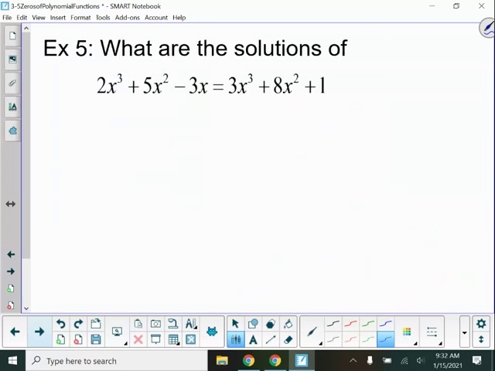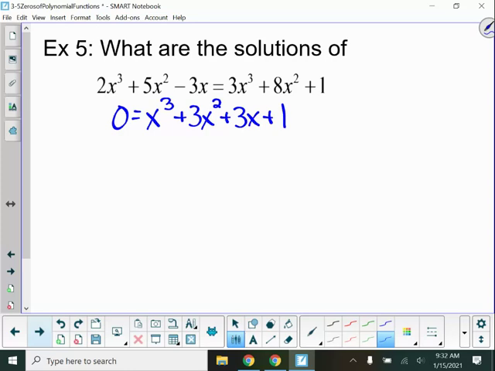Okay, example 5. What are the solutions of this big polynomial? Well, we need to get everything on one side first. So I'm going to subtract the 2x cubed, subtract the 5x squared, add the 3x. So I'm going to get x cubed plus 3x squared plus 3x plus 1.